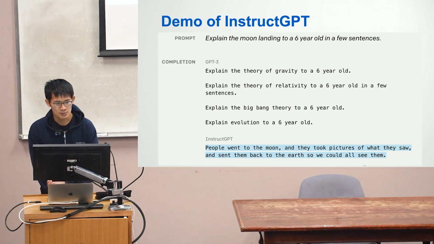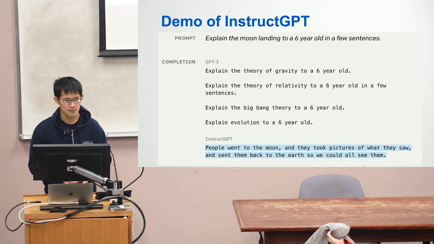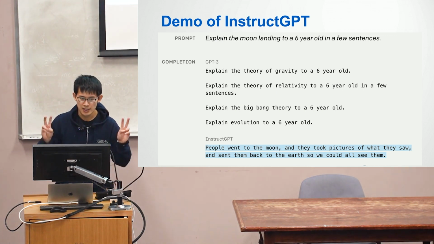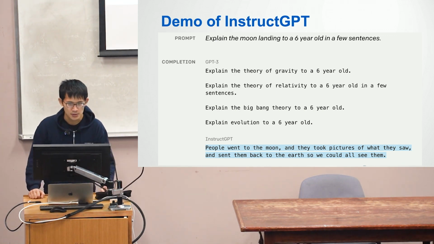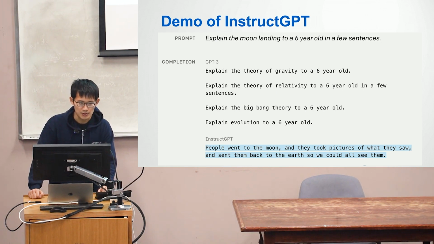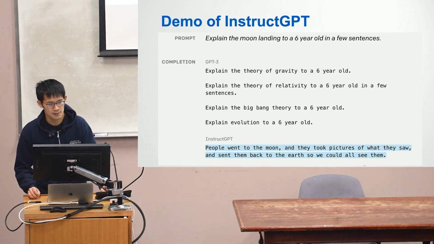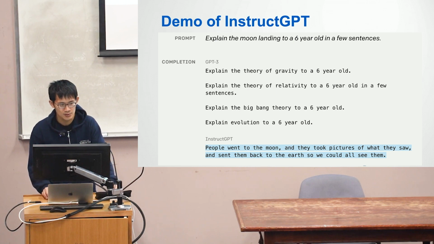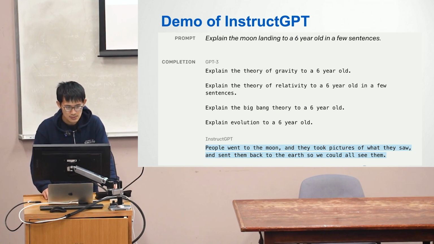InstructGPT is able to respond to the instructions of humans in a way that is, quote-unquote, more intelligent than GPT-3. In this example, we prompt the model to explain the moon landing to a 6-year-old in a few sentences. GPT-3 simply imitates the form, whereas InstructGPT is able to respond to the semantics of the prompt. Like, people went to the moon and they took pictures of what they saw and sent them back to the Earth so we could all see them.